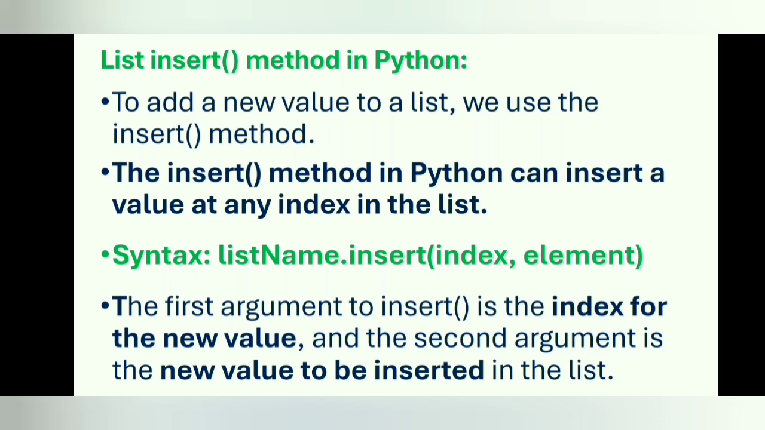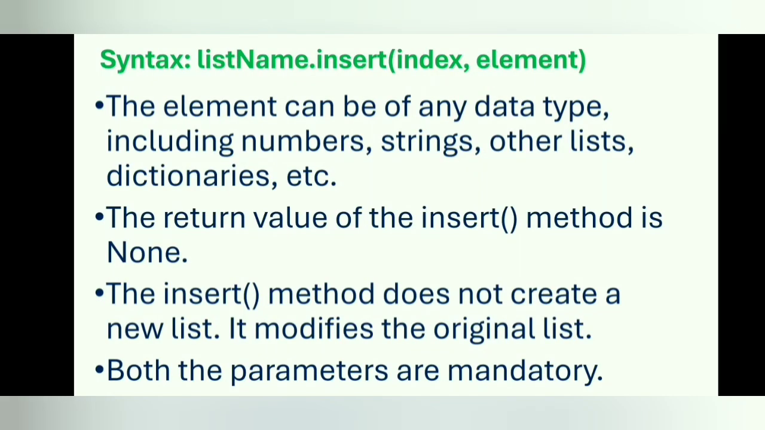Syntax: listName.insert(index, element). The first argument to the insert method is the index for the new value, and the second argument is the new value to be inserted in the list. The element can be of any data type, including numbers, strings, lists, dictionaries, etc. The return value of the insert method is None.